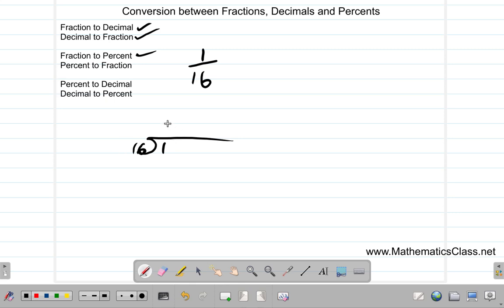16 into 1, you can't. You put 0 point. 0 times 16 is 0. 1 minus 0 is 1, multiply by 10, you get 10. 16 into 10 you still can't. You put 0. 0 times 16 is 0. 10 minus 0 is 10. Multiply by 10, you get 100. 16 into 100, how many 16s do you have in 100?